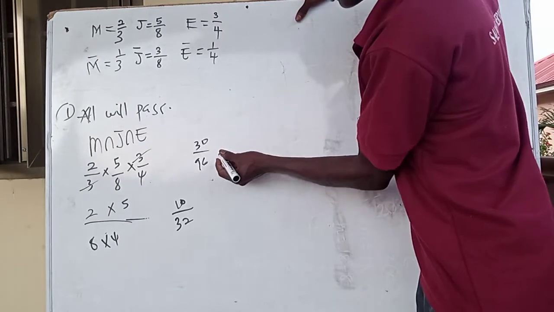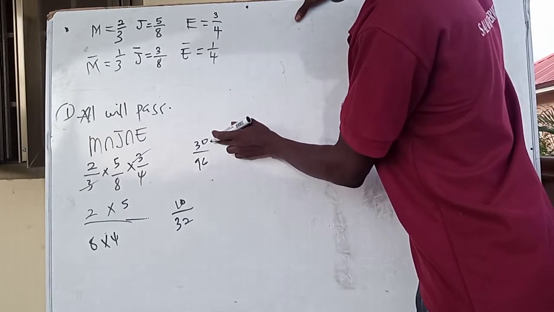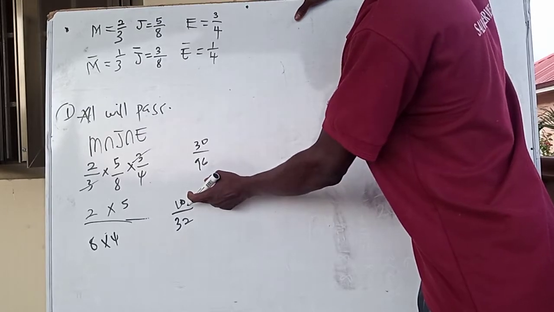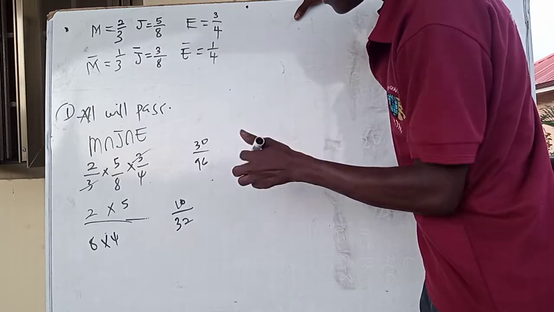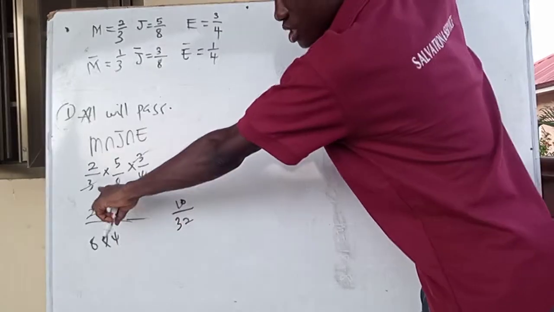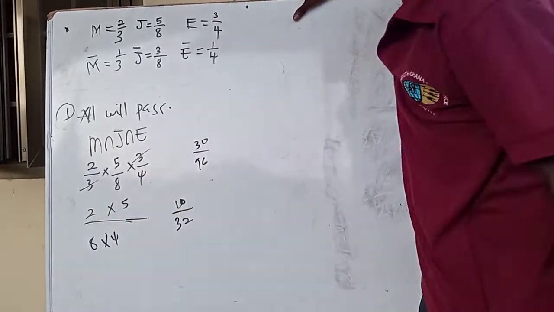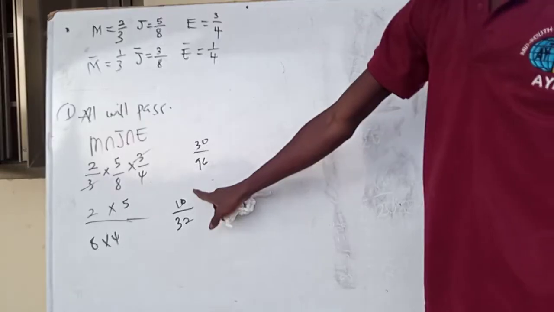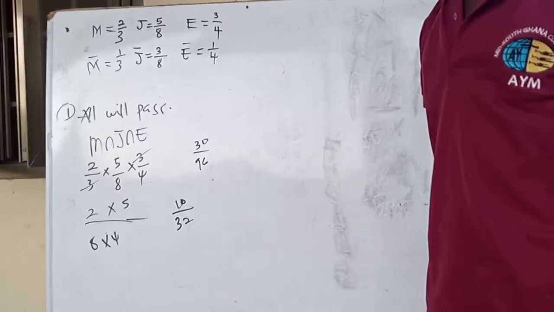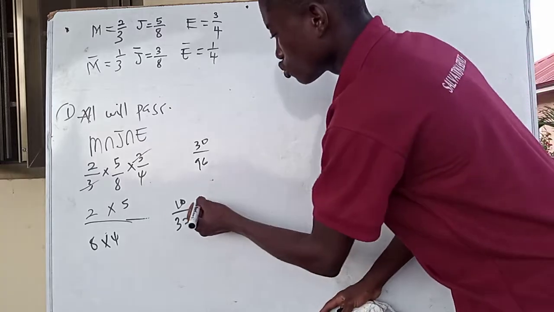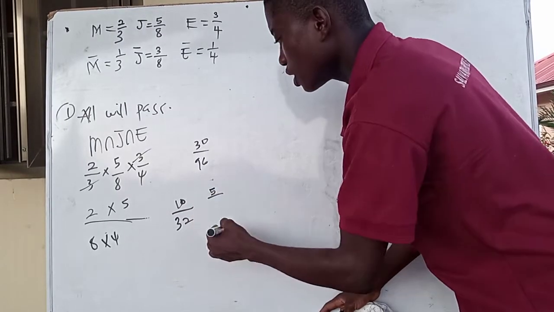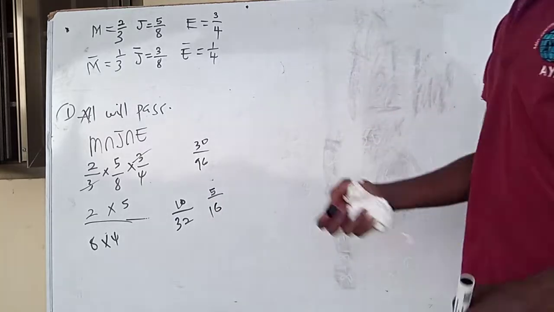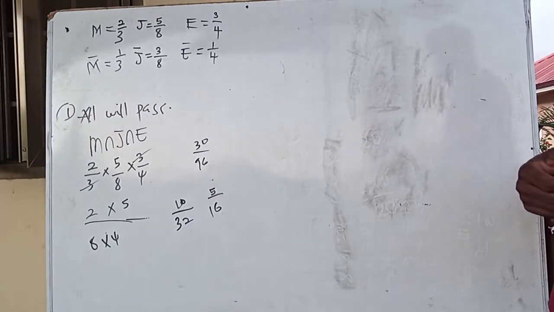Look at something. It was 30 and it has become 10. It means they've divided 30 by 3, because we divided 3. But this one too, we can simplify it further. Divide 10 by 5 and 32 by 16, so you can get 5 over 16.